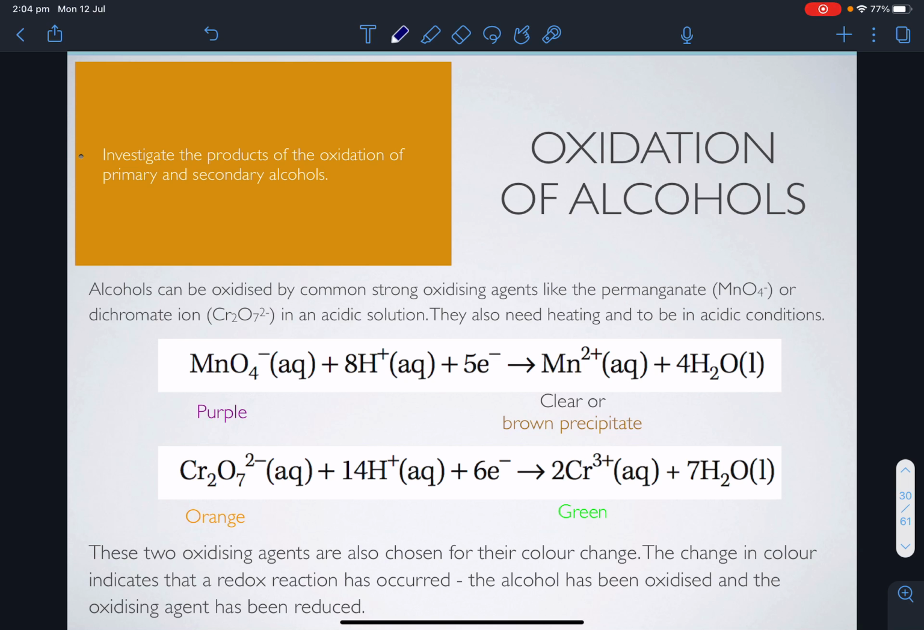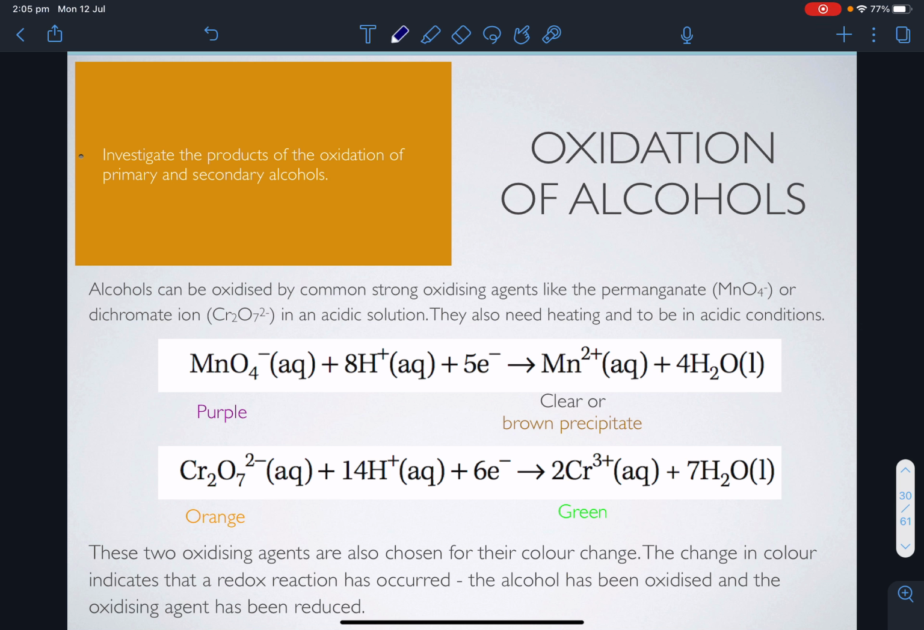Alright, Year 12. Next thing we're going to look at is oxidation of alcohols. We need to predict the products of the oxidation of primary and secondary alcohols, and we need to talk about tertiary as well. Alcohols can be oxidized by common strong oxidizing agents.